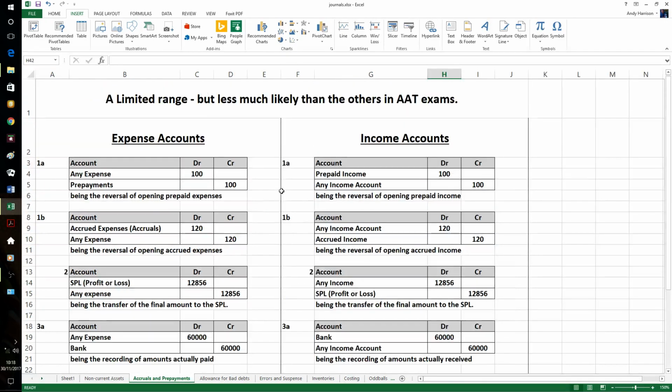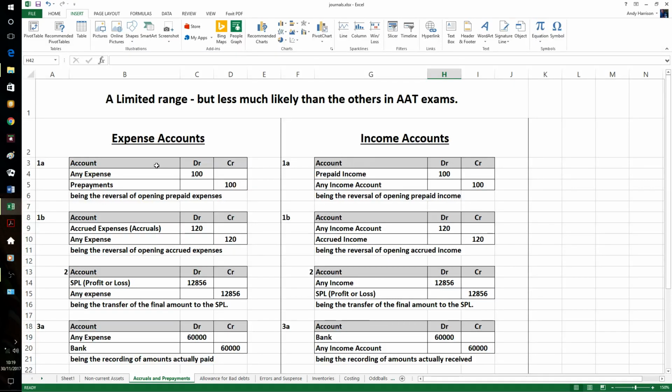Another one where there's a limited range, not such variety, so less likely in AAT exams, maybe one little question, a tick box question at the end of the section at most, hopefully. Accruals and prepayments are enough of a problem without having to work out the journals.